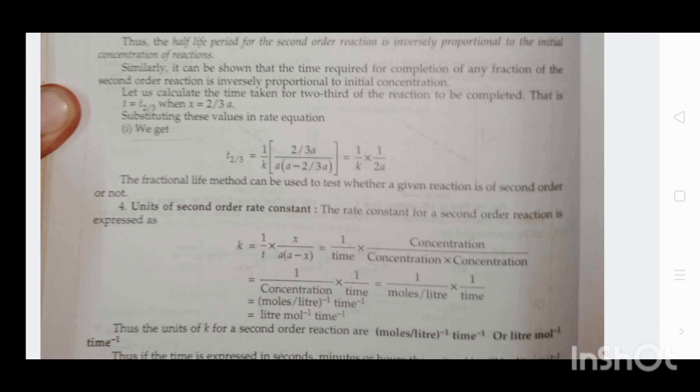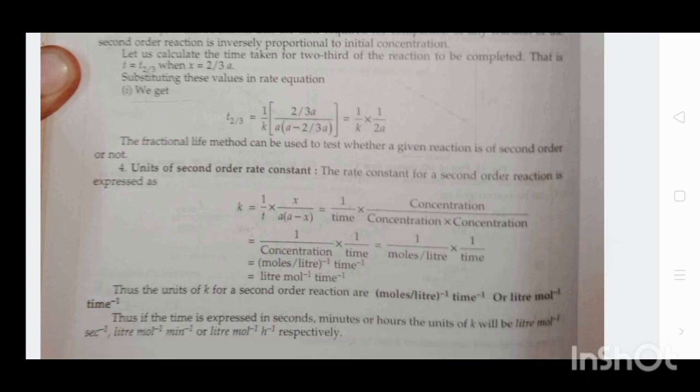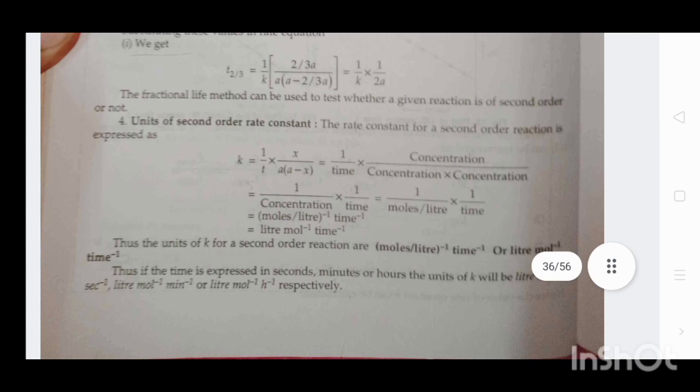Similarly, it can be shown that the time required for completion of any fraction of a second order reaction is inversely proportional to the initial concentration. Let us calculate the time taken for 2/3 of the reaction to be completed. That is, t = t2/3 when x = 2/3 a. Substituting these values in the rate equation, we get t2/3 = 1/k × (2/3 a)/(a(a - 2/3 a)) = 1/k × 1/2a. The fractional life method can be used to test whether a given reaction is of second order or not.